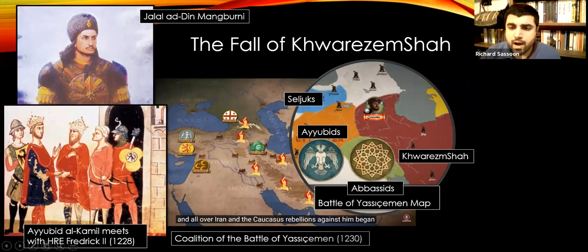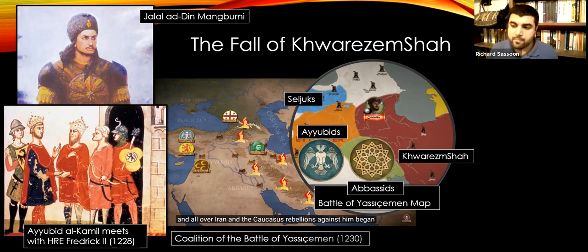Now, when it comes to how the Khwarezm Shah actually fell, he fell because of the Battle of Yasıçemen. The Battle of Yasıçemen occurred in eastern Turkey, close to where you can see that fortress in eastern Turkey on the map. And the issue is that Jalal ad-Din had invaded the area of Ahlat, which is in the modern Bitlis region in Turkey. And that area belonged to the Ayyubid Sultanate.